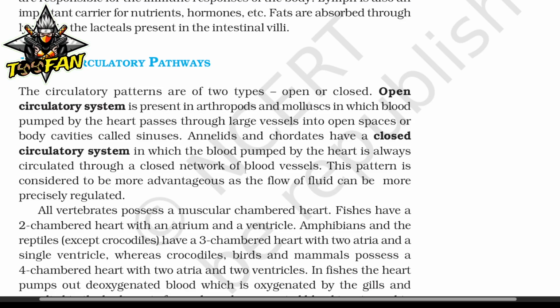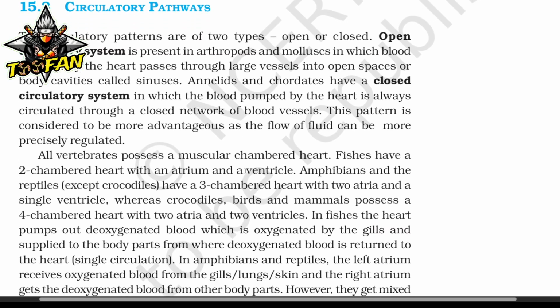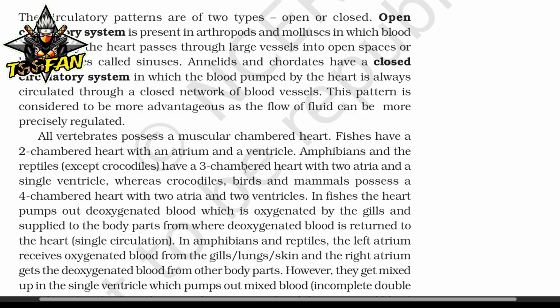All vertebrates possess a muscular chambered heart. Fishes have a two-chambered heart with an atrium and a ventricle. Amphibians and the reptiles except crocodiles have a three-chambered heart with two atria and a single ventricle, whereas crocodiles, birds, and mammals possess a four-chambered heart with two atria and two ventricles.